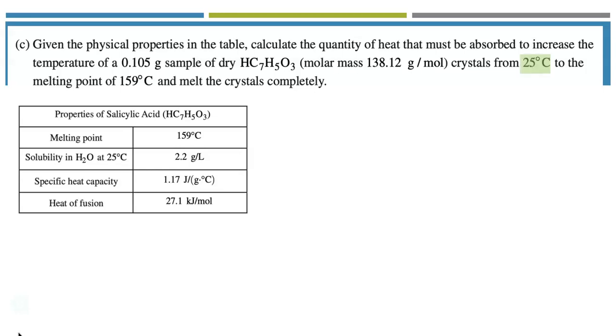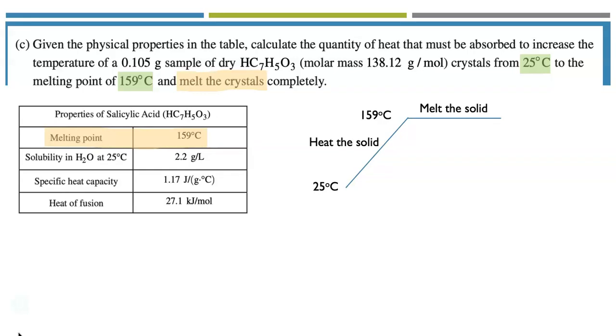I need to take it from 25 degrees up to 159 degrees. So I have to heat the sample and change its temperature. And then I have to melt it. So there are two steps. I have to heat the solid from 25 degrees to 159. And then we know that the melting point's at 159 degrees, and I'm going to have a phase change, and I need to incorporate that. So I need to heat the solid and then melt the solid.